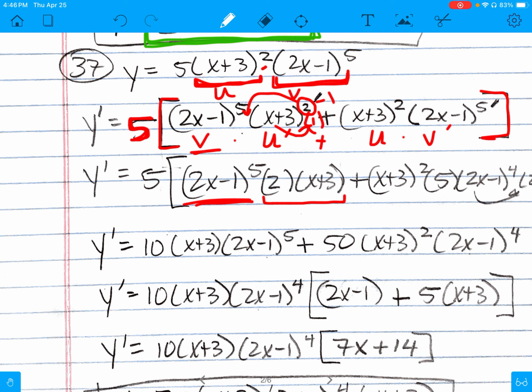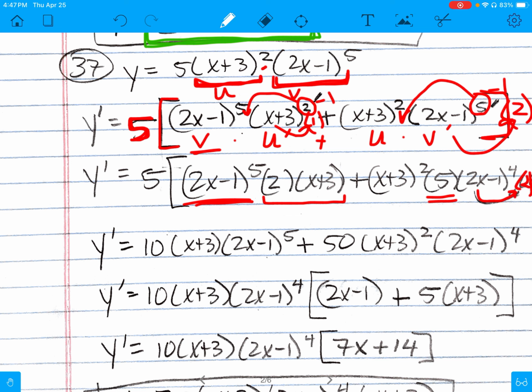Then we have plus u times v prime. So u just carries straight down, x plus 3 quantity squared. And then we need to find the derivative of 2x minus 1 raised to the 5th. Power comes down front, subtract 1 from the exponent, chain out the derivative of the inside. So the power comes down front to give us a multiplier of 5. Then we have the quantity 2x minus 1 raised to the 4th because we subtract 1 from the exponent. And then we chain out a 2.